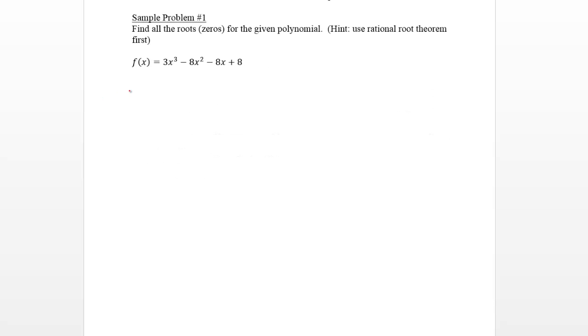Okay, so I'm going to go ahead and start this problem. First of all, notice it says find all the roots or zeros for the given polynomial. If you recall, that's just the same thing as if the cubic were equal to 0, as if we were solving this. So really all we're doing is looking for all the x values or all the potential roots of this particular cubic. So let's go ahead and find our p's and q's for this particular problem.